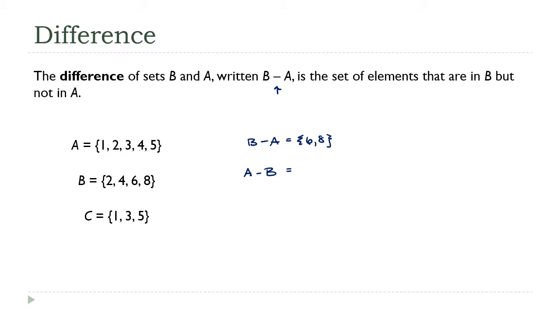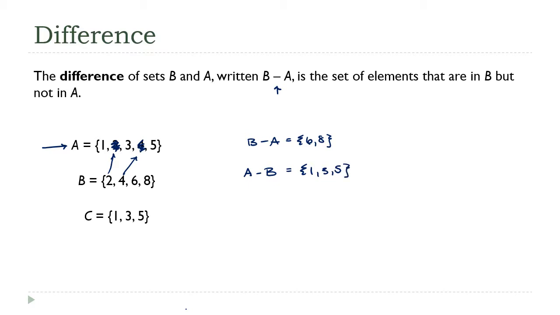Okay, so now I'm going the other way. I'm going to start with A and take out B. So I'm going to take out the 2 because that's in B. I'm going to take out the 4 because that's in B. The 6 and the 8 aren't in A, so all that's left is 1, 3, and 5.